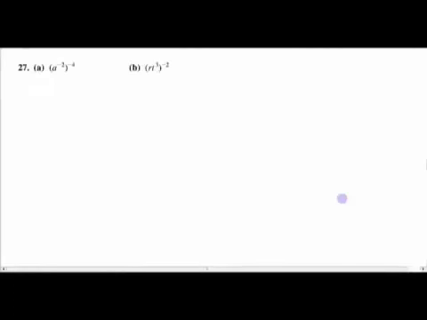A to the negative 2 to the negative 4. Remember, when we're raising a power to a power, we simply multiply those exponents. So we're going to have a to the positive 8. Now we have no negative exponent, so we don't need to go any further.